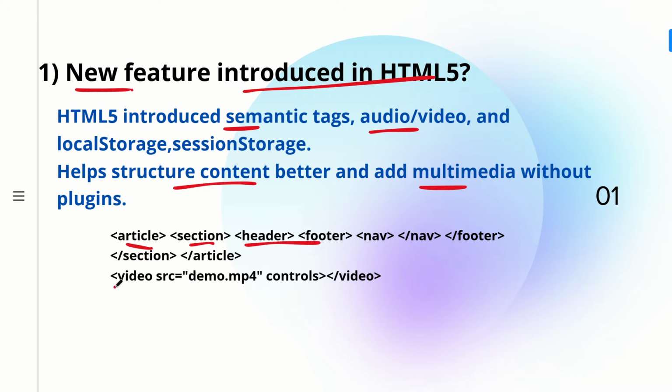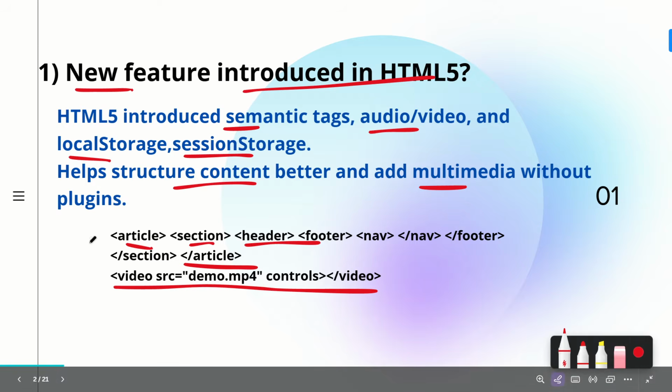This is one example of the video tag which was introduced in HTML5, where we write our video link. We have to give that path in the src attribute of the video tag. And web APIs like local storage and session storage were also introduced in HTML5 to store data in the browser. Now let's see our next question.